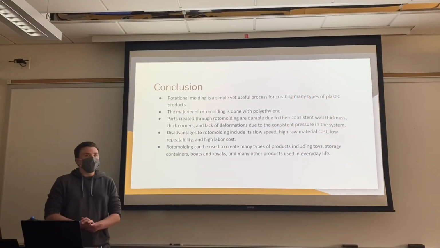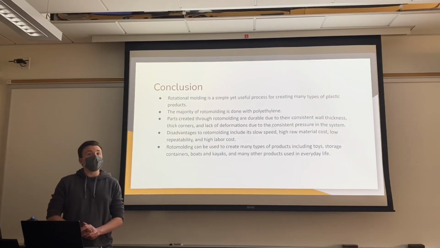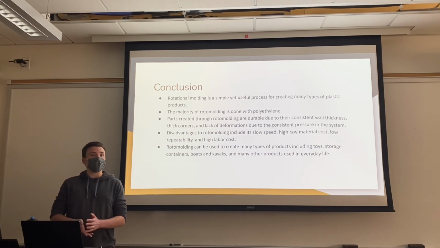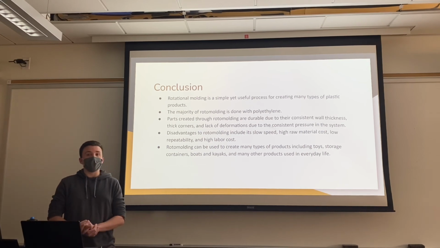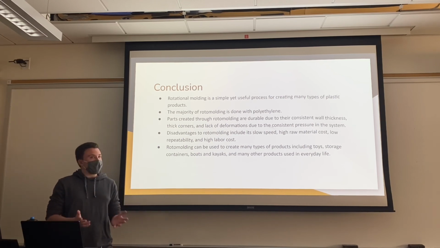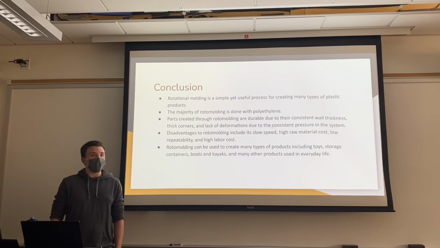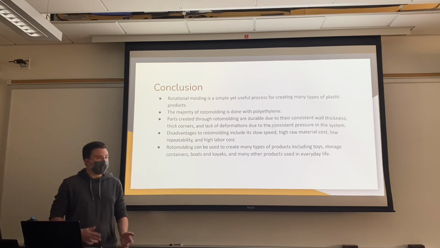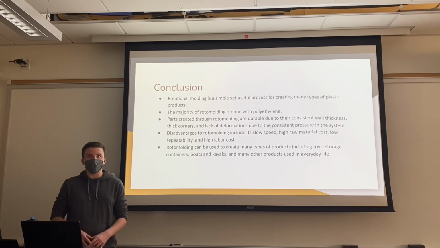So in conclusion, rotomolding is a simple method for creating many plastic products, which can be large and complex, or they can be small and simple. The majority of rotomolding is done with polyethylene, although there are other polymers that can work with rotomolding. And products created using rotomolding tend to be very durable due to their consistent wall thickness, their thick corners, and then the lack of deformations due to the constant or at least fairly consistent pressure within the system.